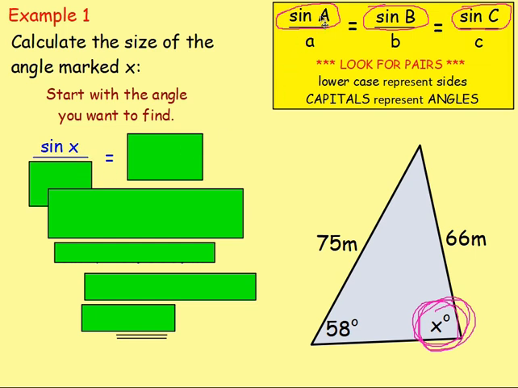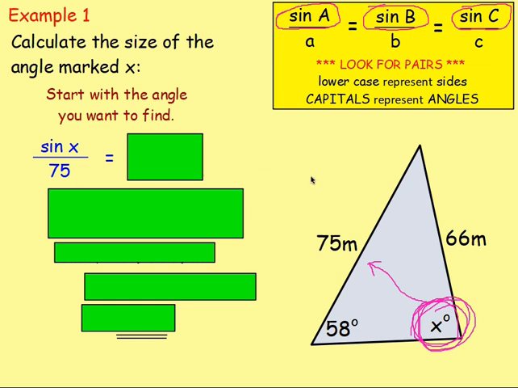We're going to be dividing that by what? Well, what is that paired up with? Whenever we get a pair, it's going to be the angle and the side across from it. So X is going to be paired up with 75. So it'll be sine X divided by 75.